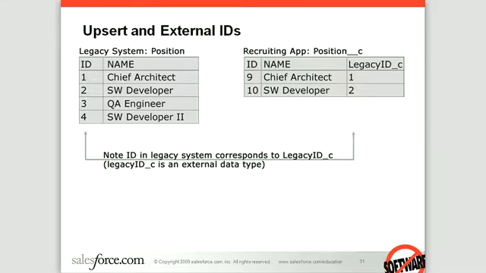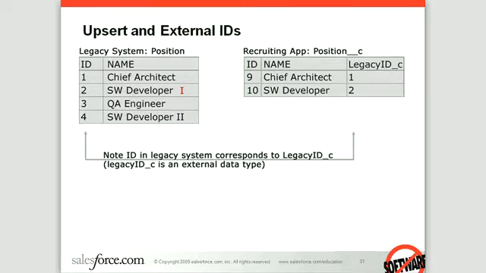Then in our legacy system, apparently we're still using it. One of the things that we did was we went out there and we added 2 new positions, and in addition we also updated an existing position. For that software developer, we added the letter I onto the end, and then we added 2 new positions, QA and the software developer 2.